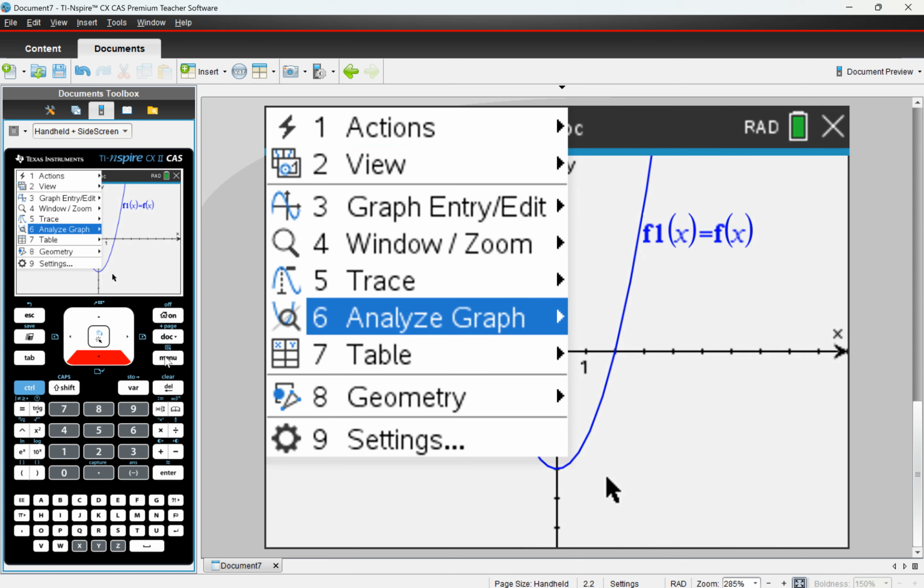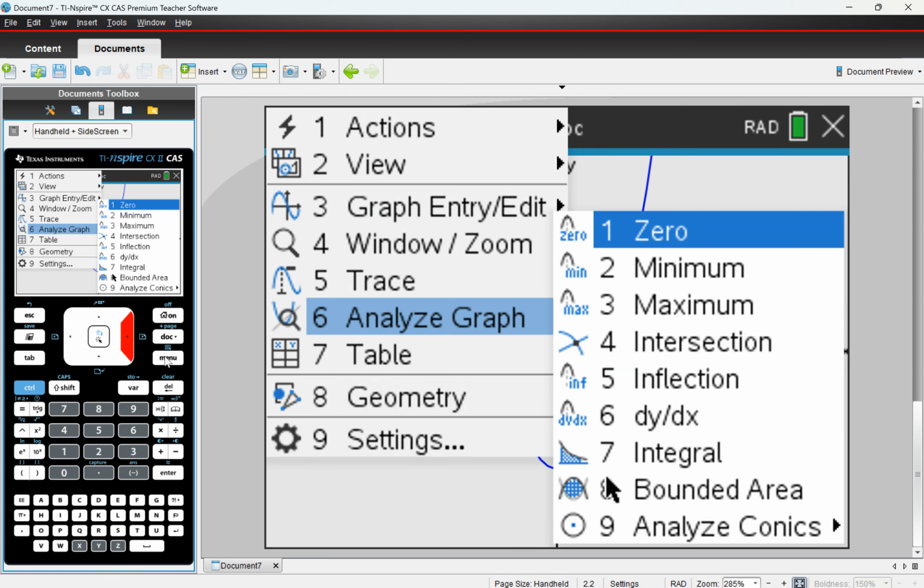Everything is done in analyze. So menu 6, this is in the graph page. 0, the very first one. So menu 6, 1. And this is how you use it. When you click on it, it comes up with this dotted line.